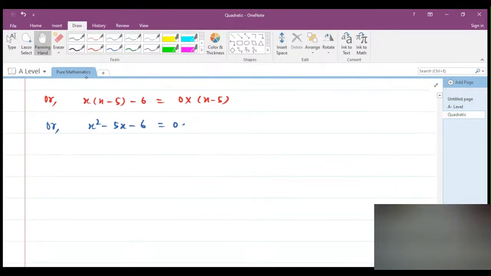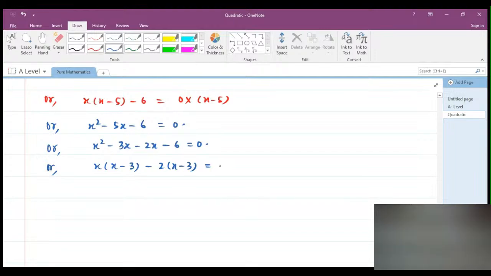So let's see here, x square minus 3x minus 2x minus 6 equal to 0. Here we take x as the common, then we get here x minus 3, and we take 2 as the common, then we get here x minus 3 equal to 0. Now we take x minus 3 common, then we get x minus 3 into x minus 2 equal to 0.